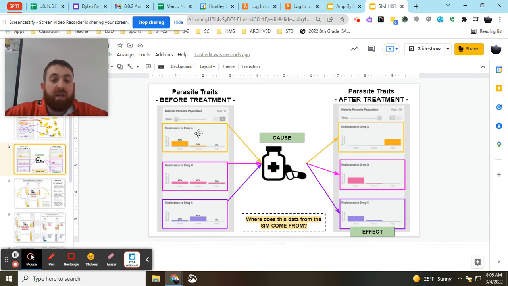So we look at the traits in our parasites before. We would toggle over to the right to see the effects of those drugs after. If you notice, we see those different changes in those histograms. And today we're going to look at how we read those different histograms. So let's take a look.